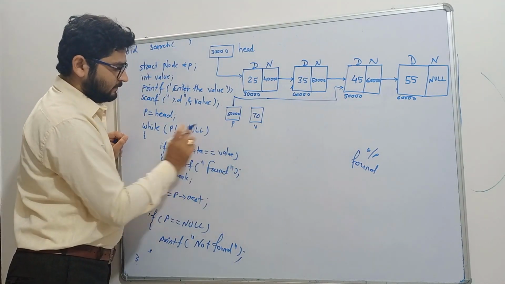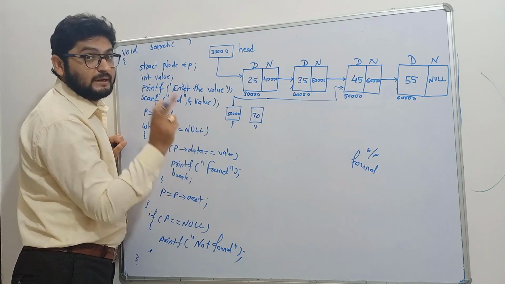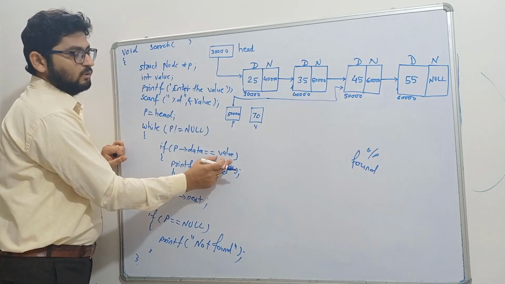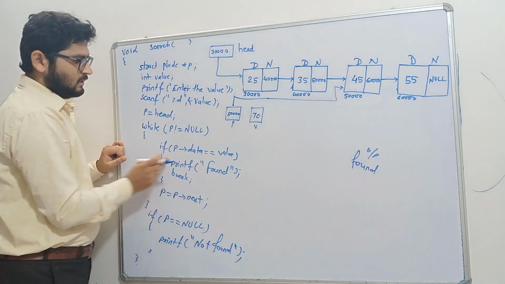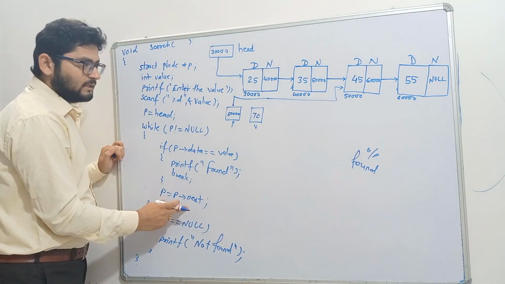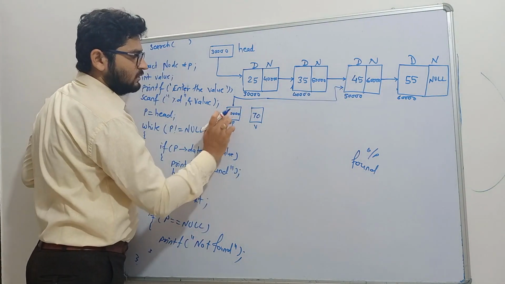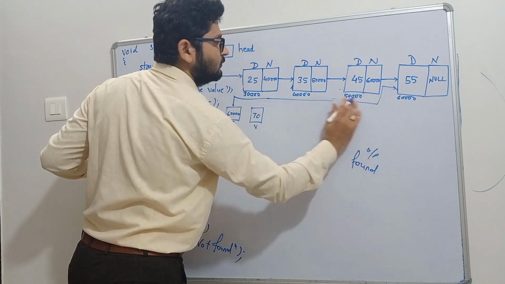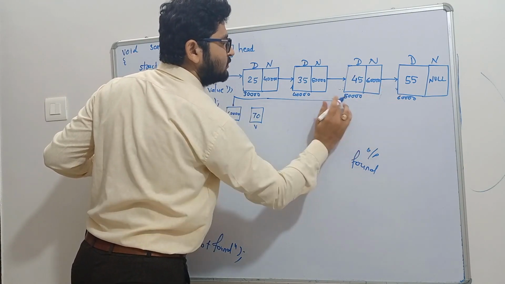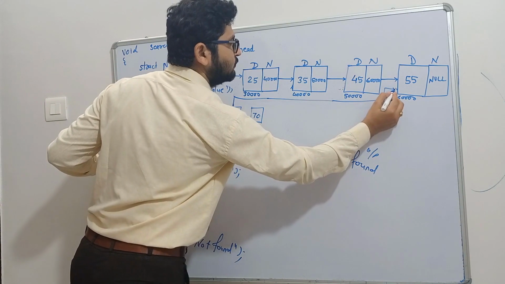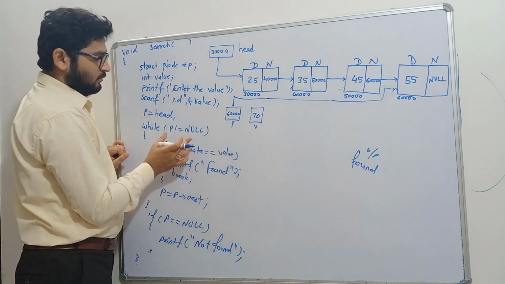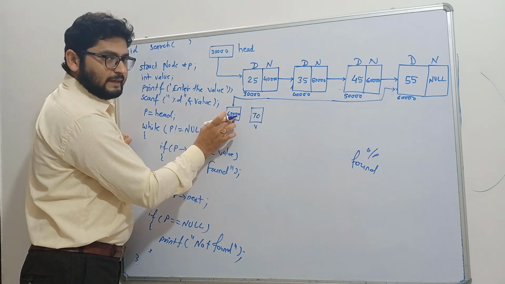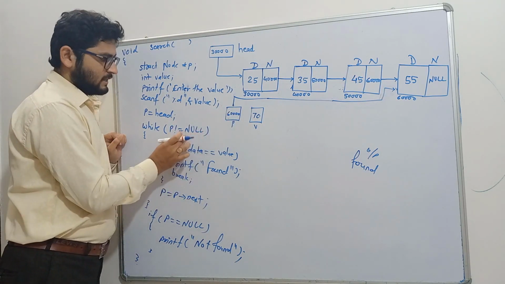Again, it will come over here. It will check 50,000 is not equal to null. Condition is true once again. P arrow data, that means 45 is equal to 70? False. Again, P equal to P arrow next. So this 60,000 now will be stored in this P. Again, P is not equal to null. Correct. 60,000 is not equal to null, true. Again, it will come inside.